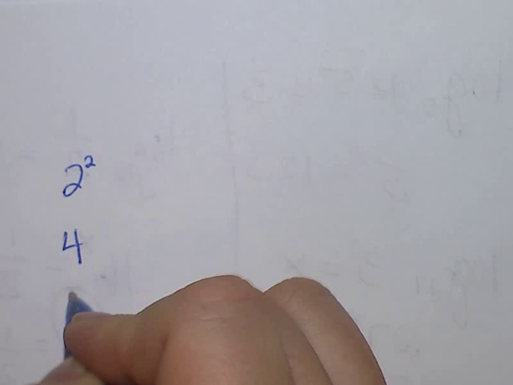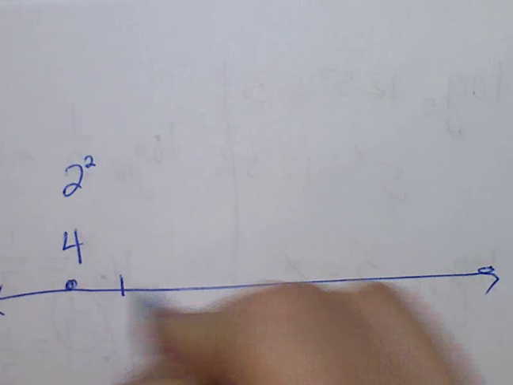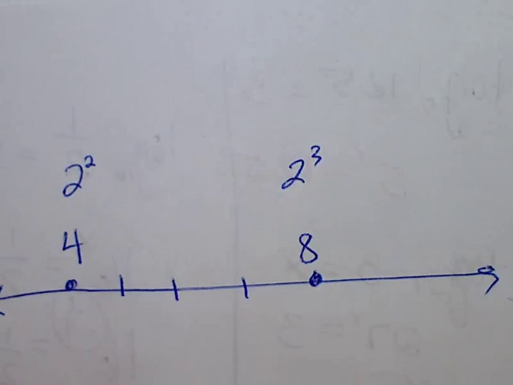Okay, so I have 3 things to get through, and I can get through them in the next 3 to 4 minutes. Here's the first thing. You ready? If I told you 2 squared is 4, which you guys know, right? On the number line, here's 5, 6, 7, 8, and 2 to the third is 8. You guys agree with that, correct?